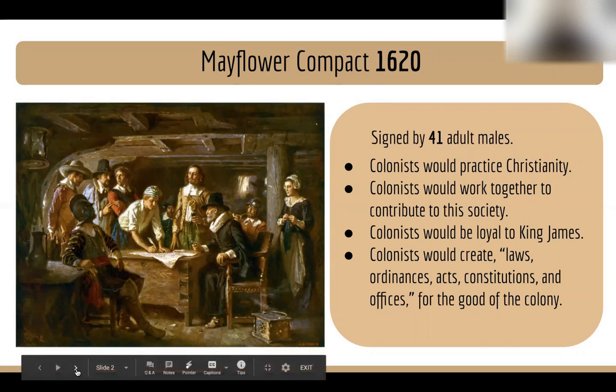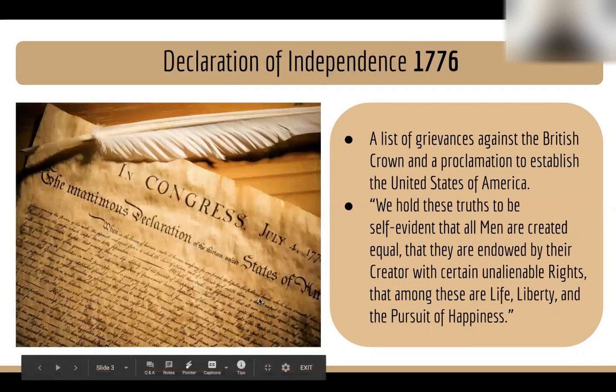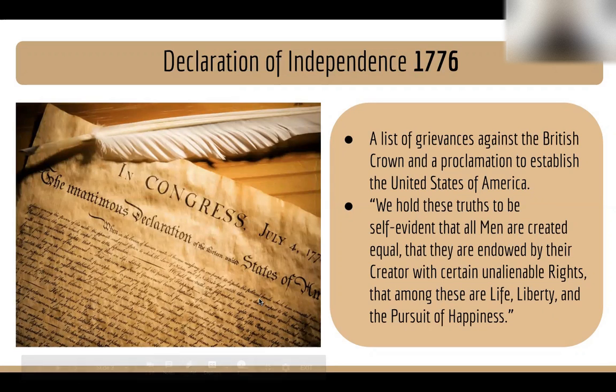And a century and many decades later, you see the creation of the Declaration of Independence in 1776. And among many things, the Declaration was really a list of grievances against the British Crown, right? And a proclamation that the colonists who were under the British Crown would create a new nation for themselves, known as the United States of America.